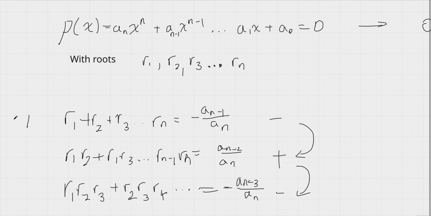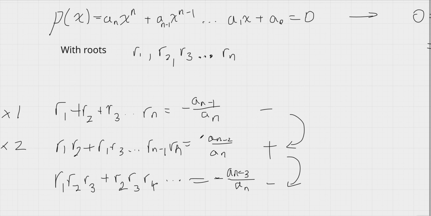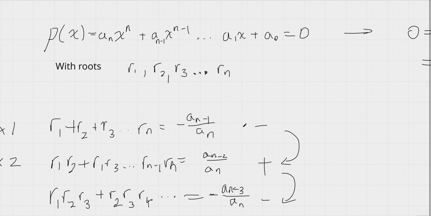And you'll find that if you start multiplying multiple roots together, so here where you can think of it as multiplying one root together, here you're multiplying two roots together, so you have r1 r2, r1 r3, and you keep going for every single possible combination of the roots until you have r_(n-1) times r_n. That's going to be equal to positive a_(n-2) over a_n.